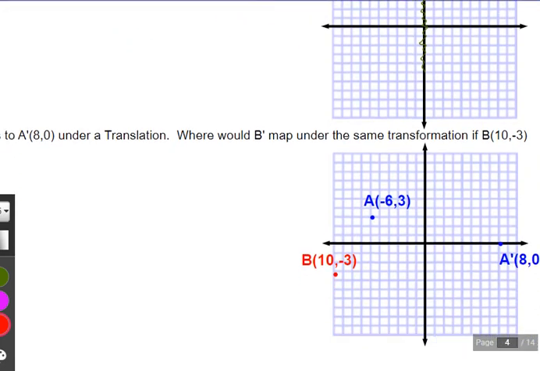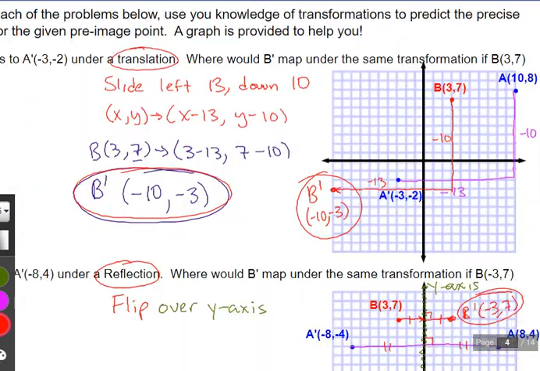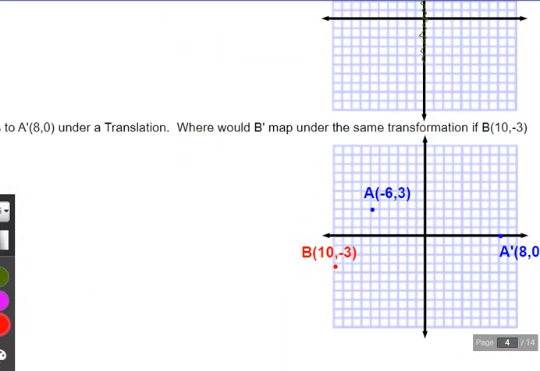All right, moving on. That's what I did not want to do. Okay, moving on to example 3.